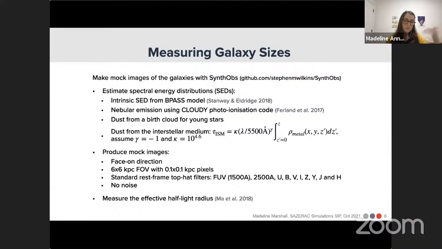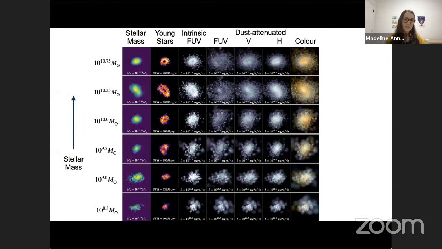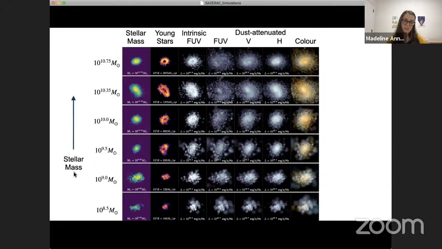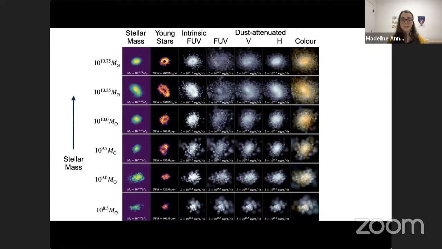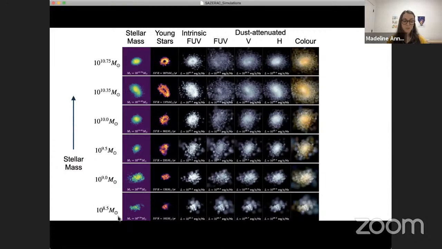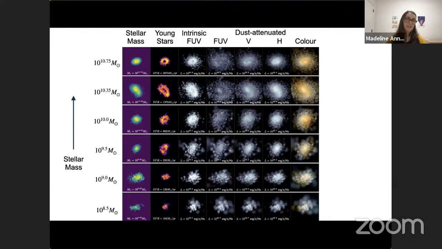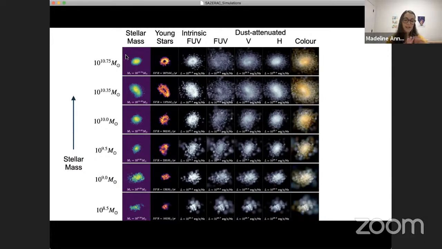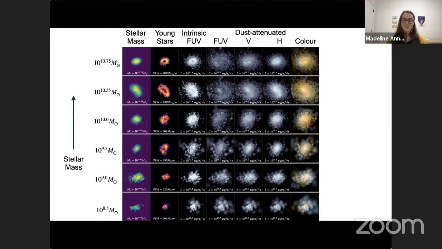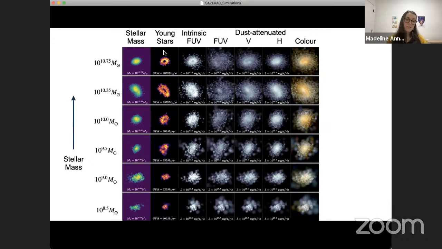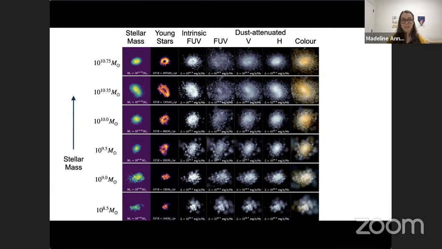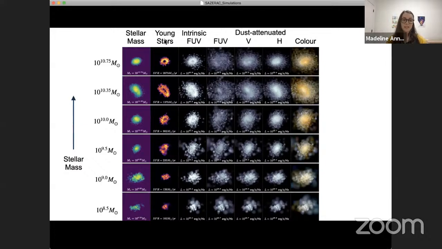So once we've got this, we basically get a whole host of images, which is probably more useful for you to see. Here I've got a sample of 6 different galaxies from the BlueTides simulation, ranging from our smallest galaxies at 10 to the 8.5 solar masses all the way to some of our biggest galaxies at 10 to the 10.75. Our left column is stellar mass. So ignoring everything I just said about the spectral energy distributions, what is the distribution of the stars in that galaxy? The second panel is young stars, I believe less than 10 million years. What is their intrinsic distribution?